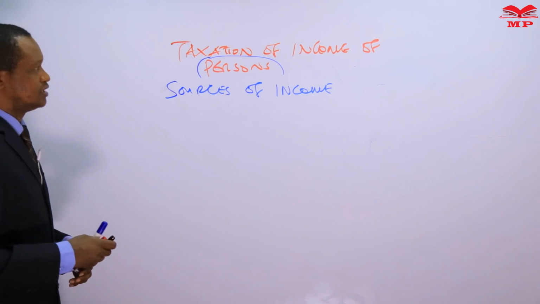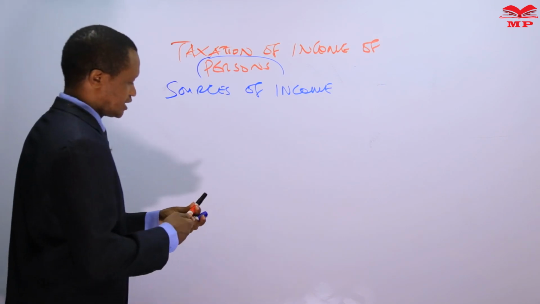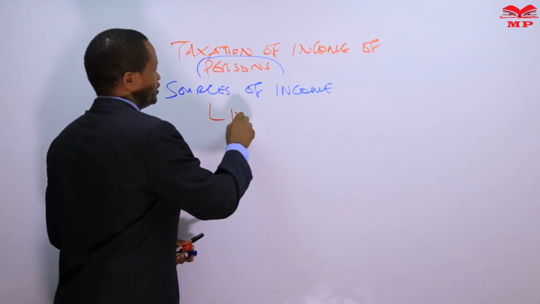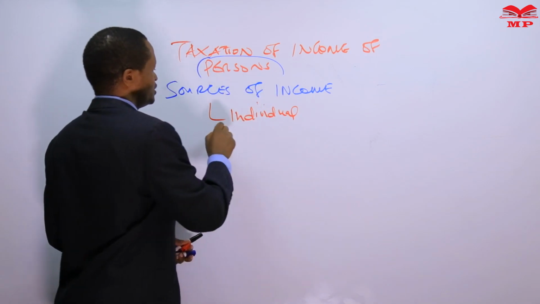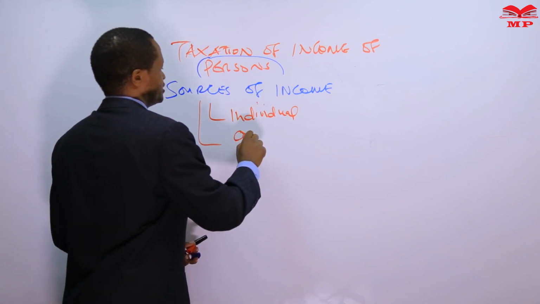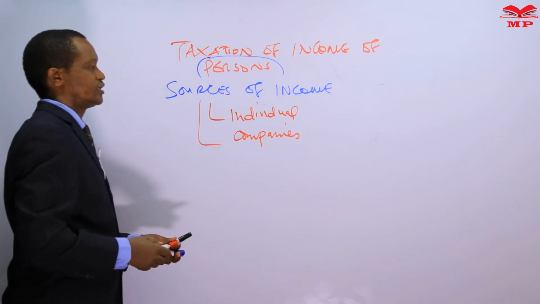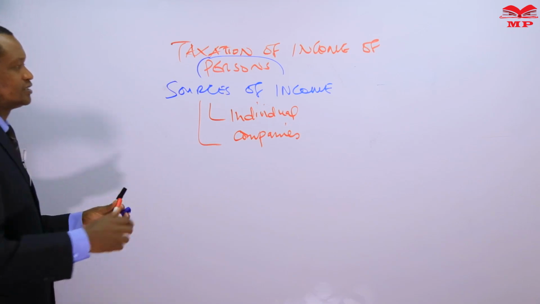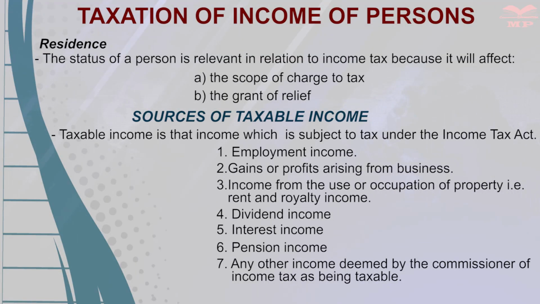When we are talking about sources of income, we will have to distinguish the source of income for individuals and the source of income for companies. We must categorize because the income for individuals is different from income of companies. From the list that I've just read, there is the employment income, then the gains or profits arising from business, then the income from the use or occupation of property. You can also talk of the dividend income, the interest income, pension income, and any other income deemed by the Commissioner of Income Tax. So we will generally look at these sources.